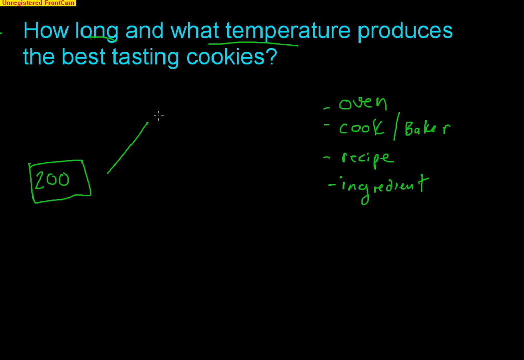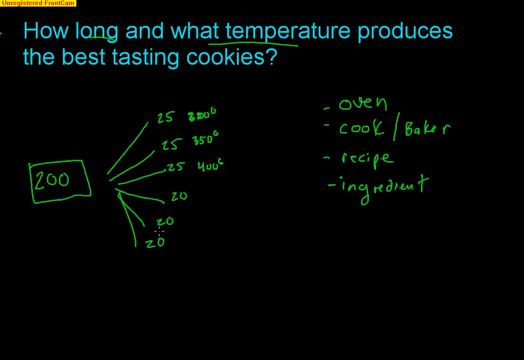Then I'm going to have my 25 minutes at 250 degrees, 25 minutes, I think I did 300, 350, and then 25 minutes at 400 degrees. And then maybe you could do the 20 minutes, 20 minutes, 20 minutes. You get the idea. Don't want to bore you here. But the idea is that I only want the only differences between those cookies to be the time and the temperature. So all those other things need to be controlled for.